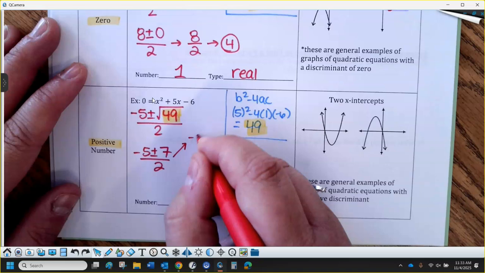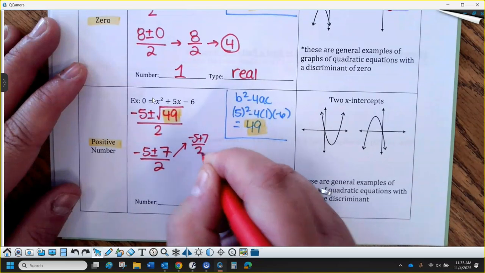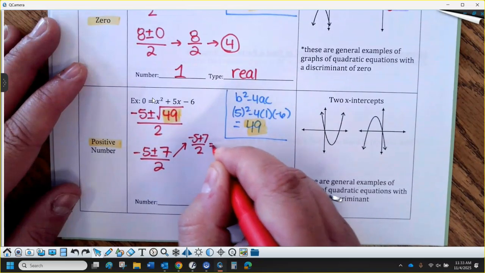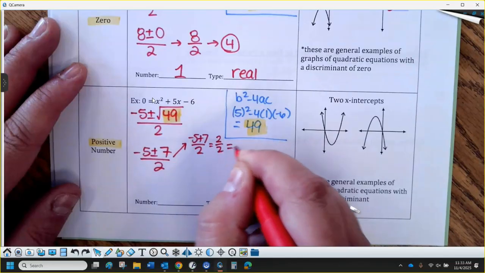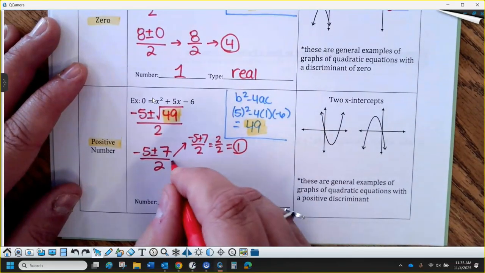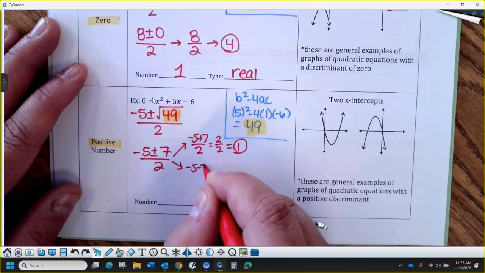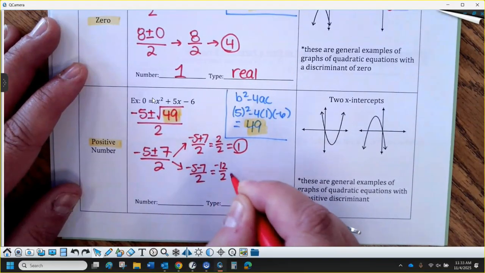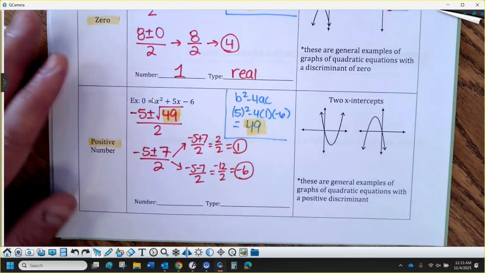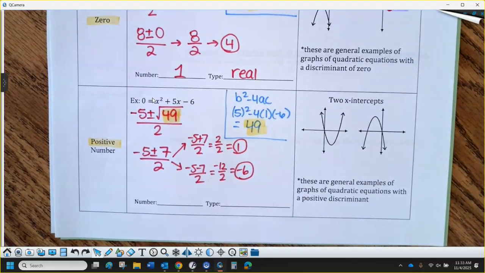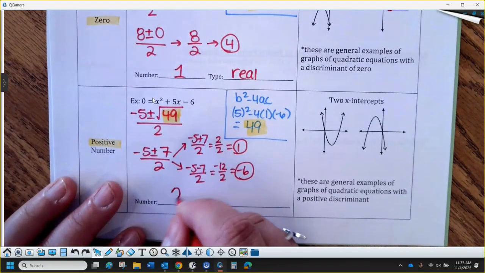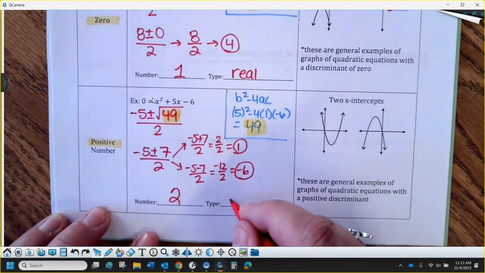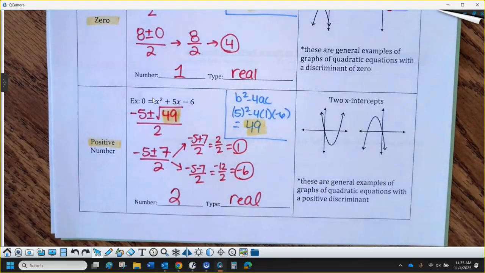If I kept going here, I'd have 5 plus 7 divided by 2, which would give me what? 2 over 2, which would mean one of my answers is 1. And if I did negative 5 minus 7 over 2, negative 12 over 2, so that'd give me negative 6. So this one, because of the plus and minus, we have two answers, right? I have 1 and negative 6, so this is 2 answers, and then both of those guys are real numbers.